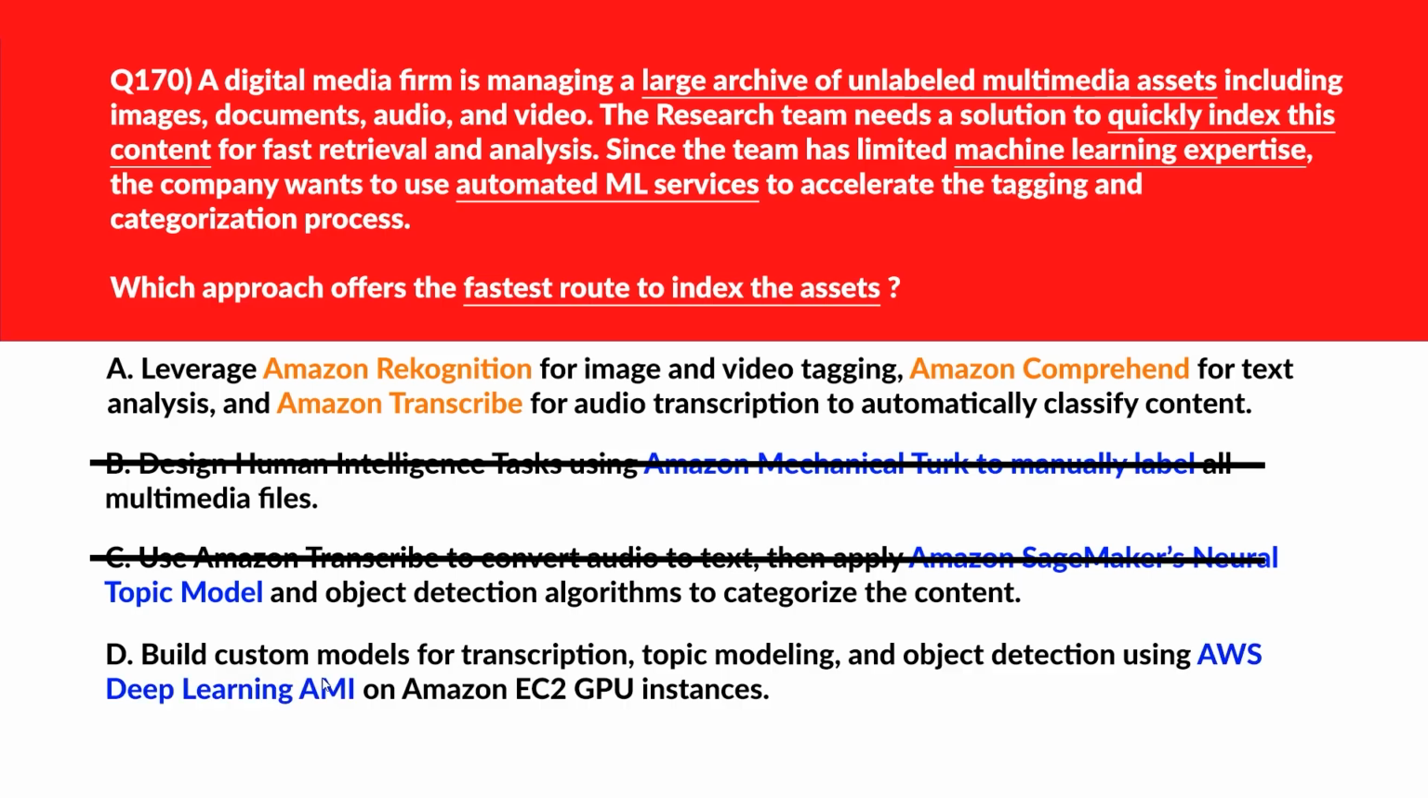Now let's move to option D. D says build custom models for transcription, topic modeling and object detection using AWS Deep Learning AMI on Amazon EC2 GPU instances. Deep Learning AMI demands custom model development and infrastructure management, delaying deployment. Wrong answer. We'll lock option A as the right answer.